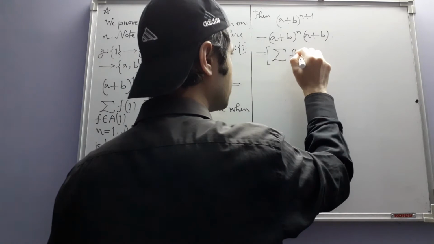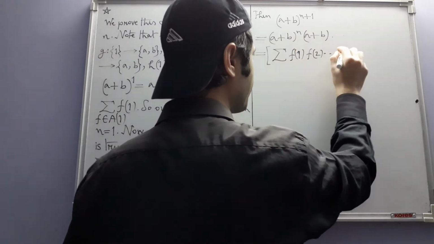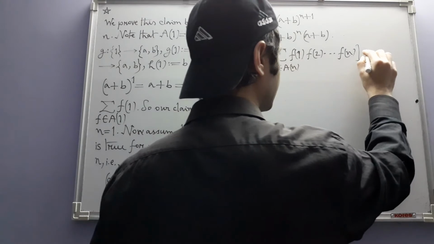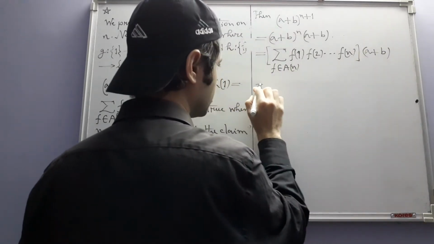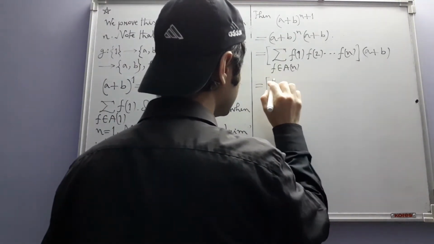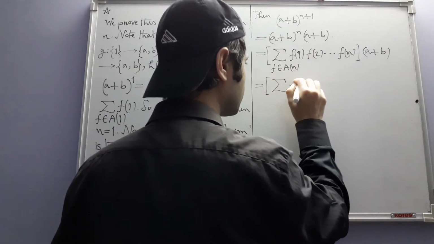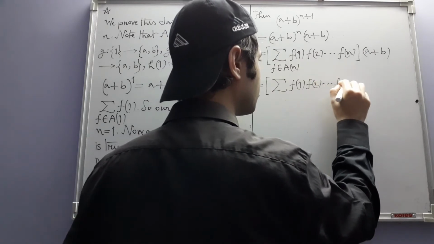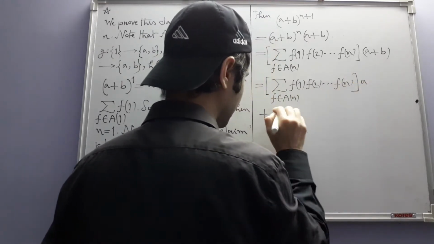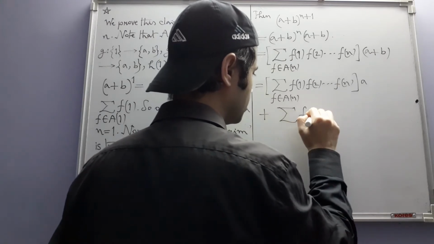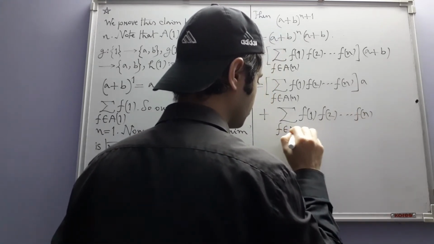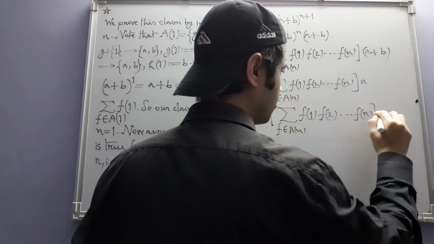summation f1, f2 up to fn, where f varies over An, times (a plus b). Now we use the left distributive law in the ring, and we can write this like this. Plus summation f1, f2, up to fn, times b.